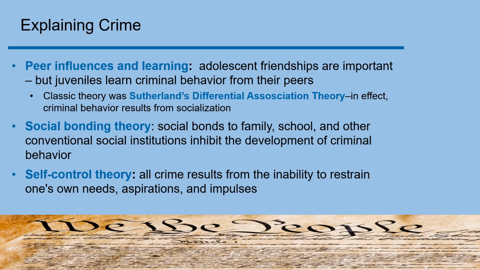Social bonding theory is closely associated. If especially juveniles have an important role model in their life that is demonstrating good behaviors, they tend to be less likely to commit crimes. And it doesn't necessarily have to be a parent, it could be a family member, a teacher, or someone else in their environment, a scout leader, someone at the YMCA, or something like that.